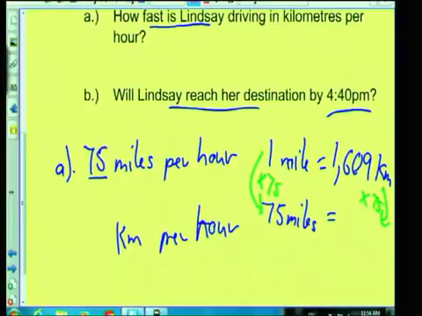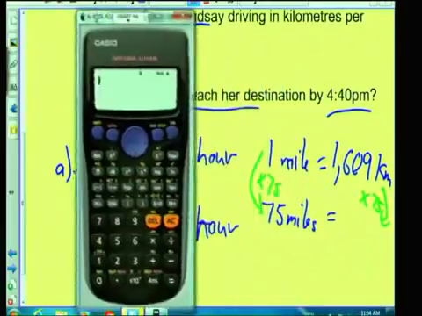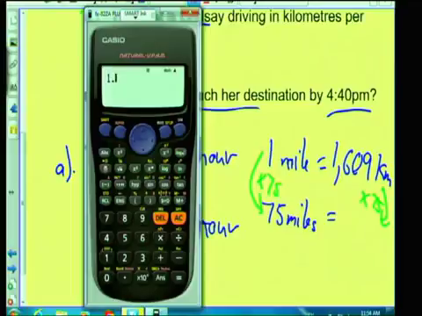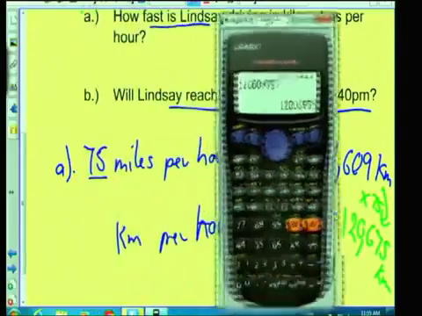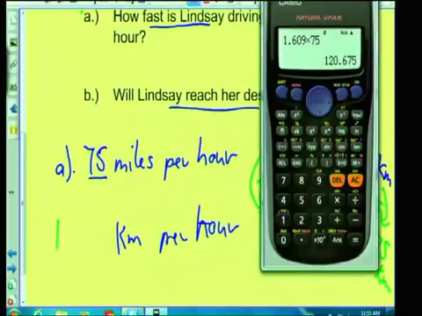So if I do that, pull up the calculator, I'm going to say 1,609 multiplied by 75, and that gives me the number of kilometers per hour I was traveling. And it's 120,675 kilometers. Now, 75 miles is 120,675, so the kilometers per hour, 120,675 kilometers per hour. Now, remember, this is the average speed.